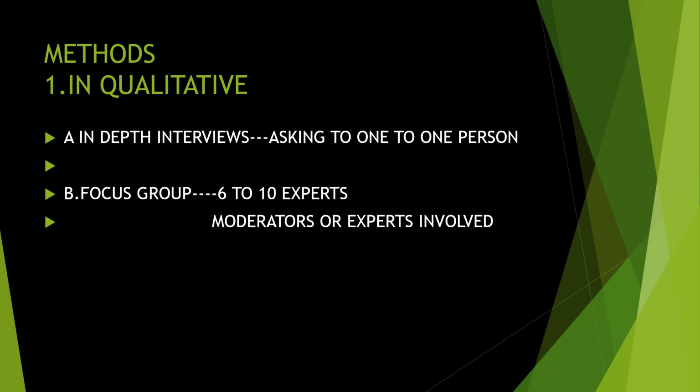Then focus group, with 6 to 10 experts, moderators or experts involved. What you have to do is find the best experts in that area, those who are expert in the subject you have taken for your research. Then you ask questions to them and analyze it with them. This is the method by which you can improve your quality, because there are no measurable things, so you can only discuss with experts. Six to 10 experts are needed in qualitative research because it is not measurable. Understood? Then you can ask a lot of questions to the people. Interviews you can do.